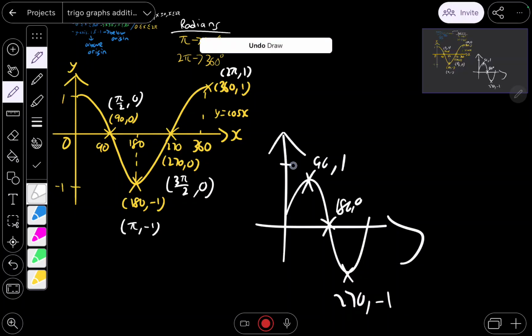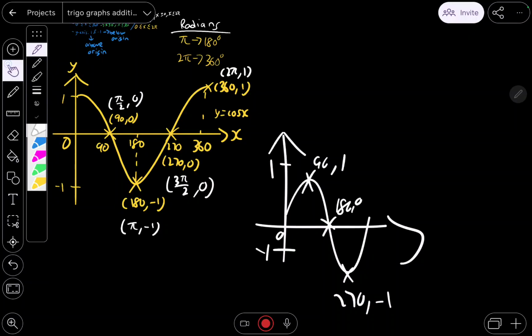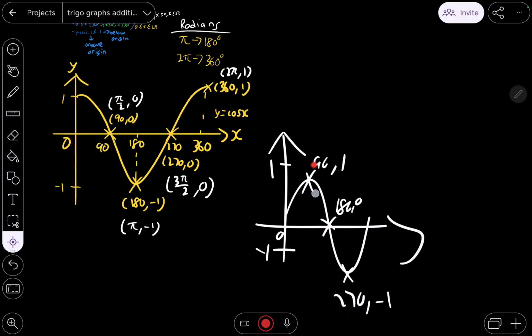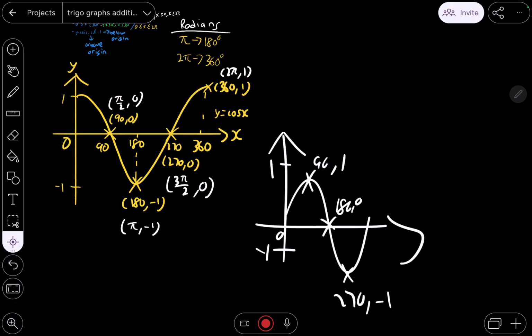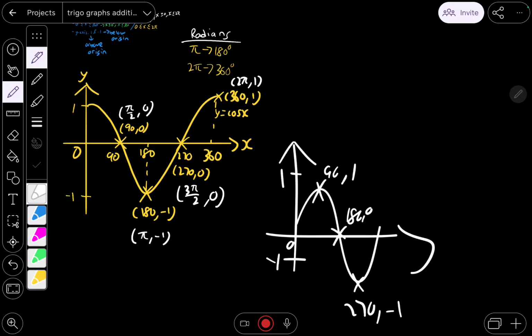Do you notice that now instead of having 90 and 270 with the y-axis values which are not 0, now instead it will be 180 and your 360. Oh, I forgot about the 360 there. My fault. Alright, so that's the slight difference.